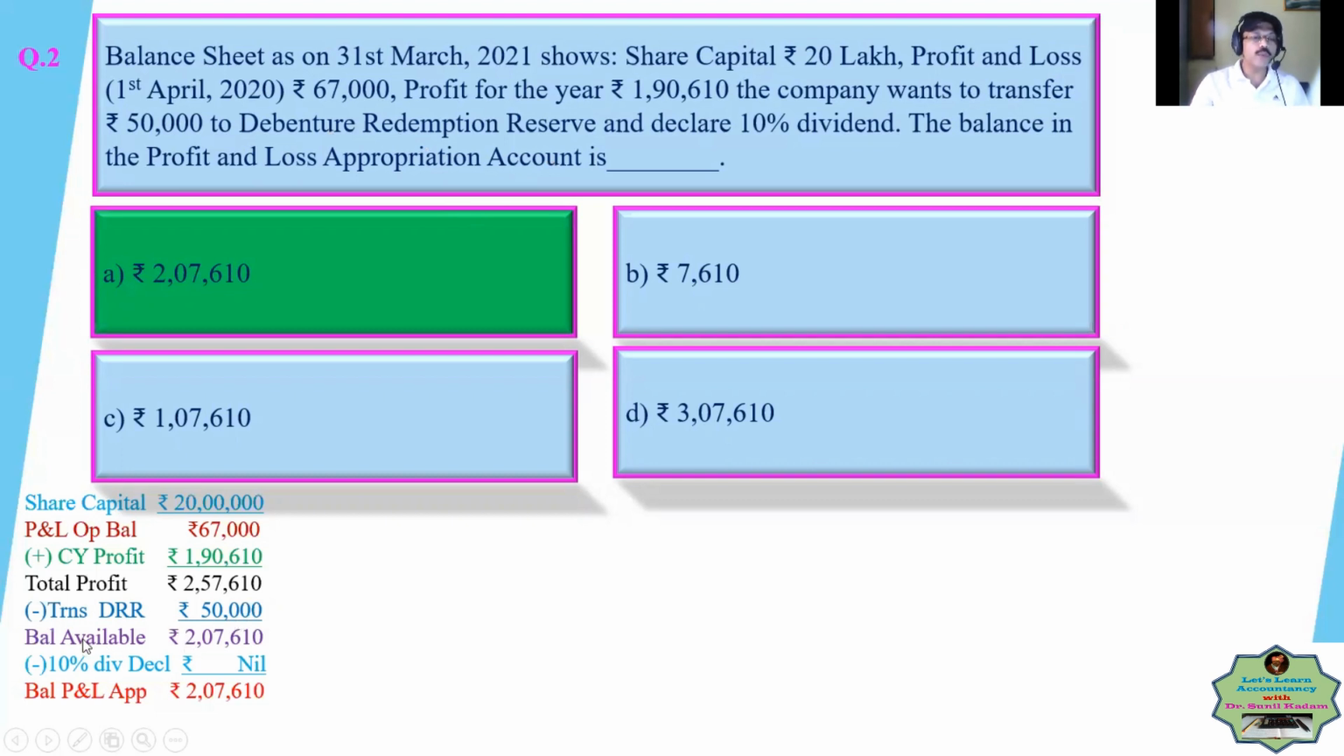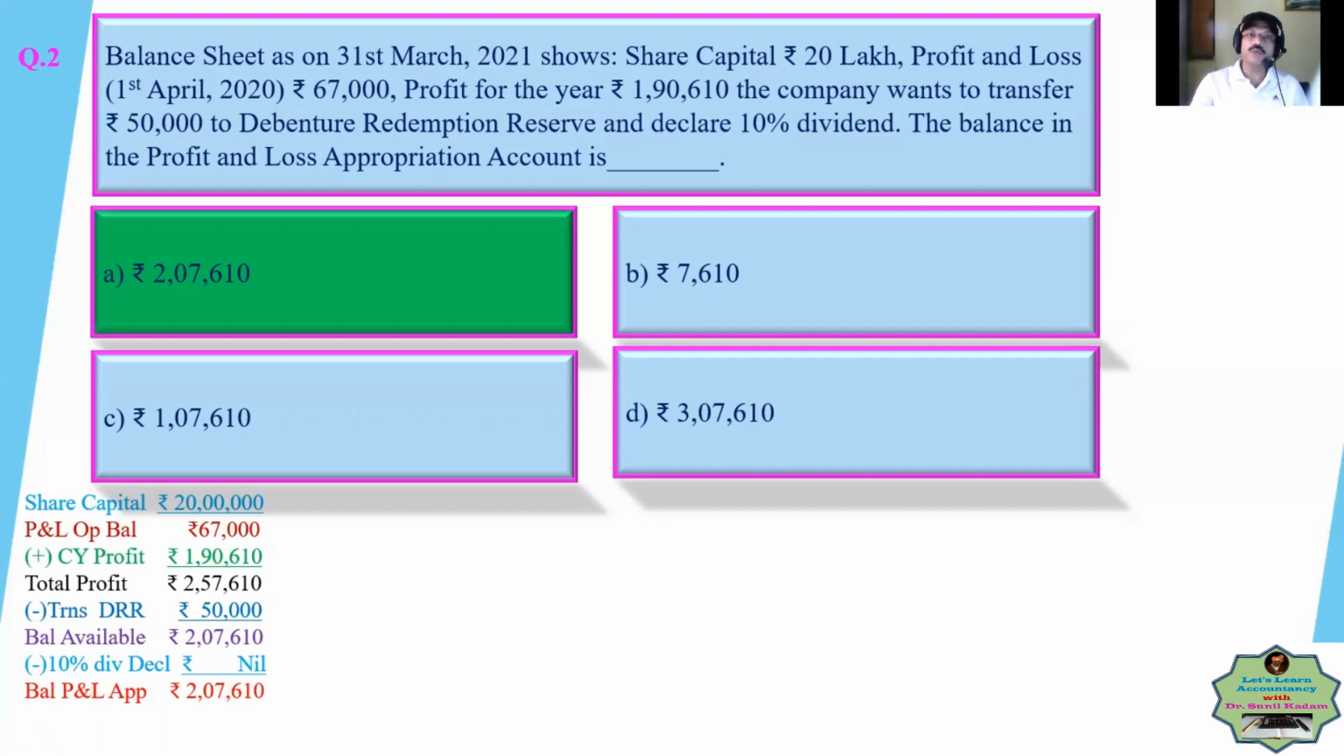So we will get a balance available 2,07,610. Further, they told there is a dividend declared 10%. When it is declared, it will not be deducted from the profit. So the dividend's impact will not be there. So nil amount will be deducted. So the closing balance of this profit and loss account, 2,07,610 is the appropriate answer.